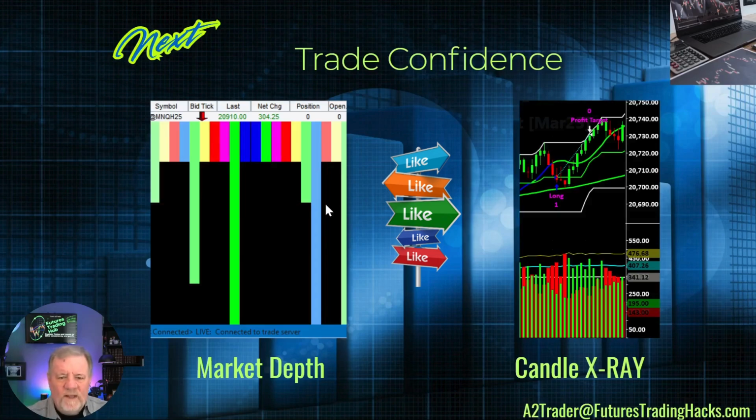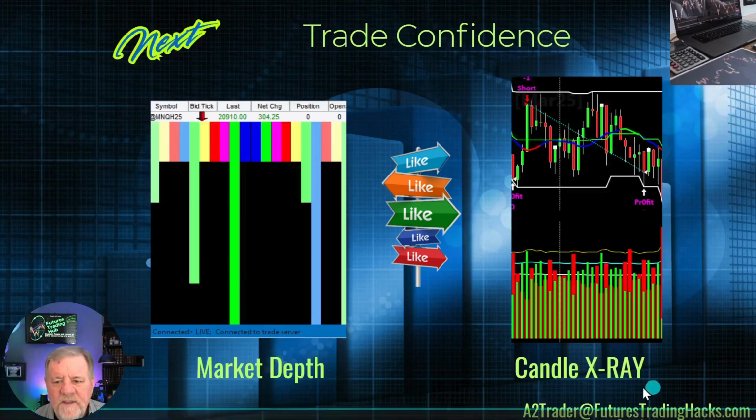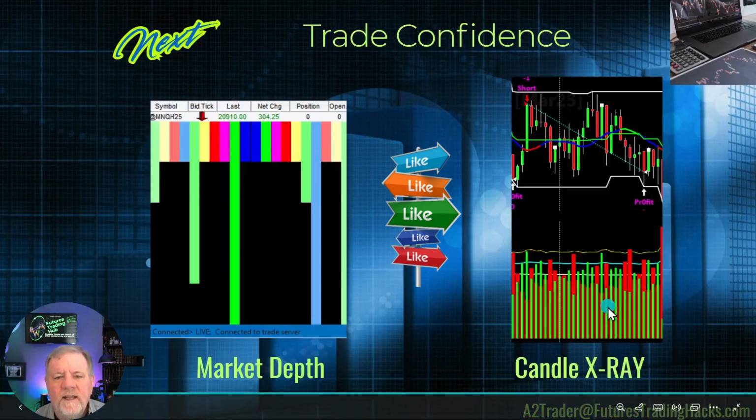It happens very quickly, but if you get accustomed to using this, your eyes will get reset and you'll be able to see it like I see it as well. This is what they call reading the tape. And the next episode we're going to be looking at is the candle X-ray.